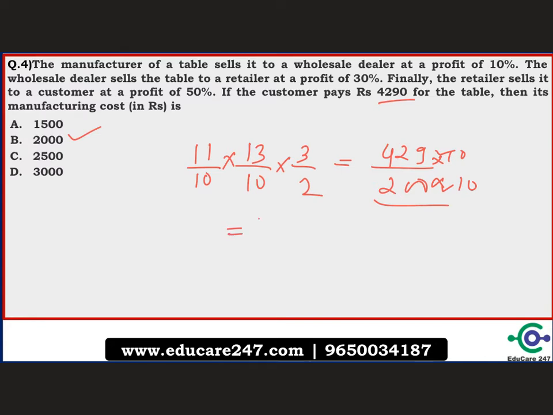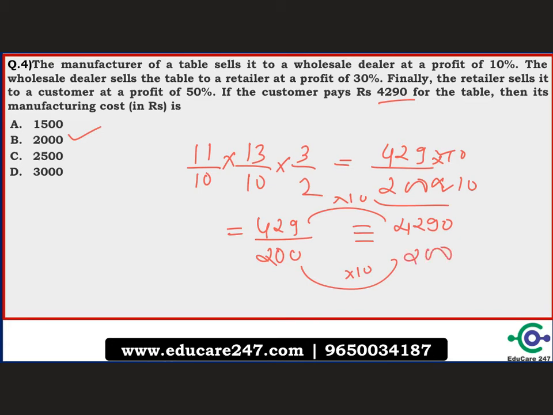Once again, you got the ratio in the form of 429 to the base 200. In the question itself it has been given that this is 4290, hence this is just multiplied by 10, hence we will also multiply this by 10, which is the cost price, which is its manufacturing price according to the question. Hence the correct answer is 2000 according to the options. It is option number B.